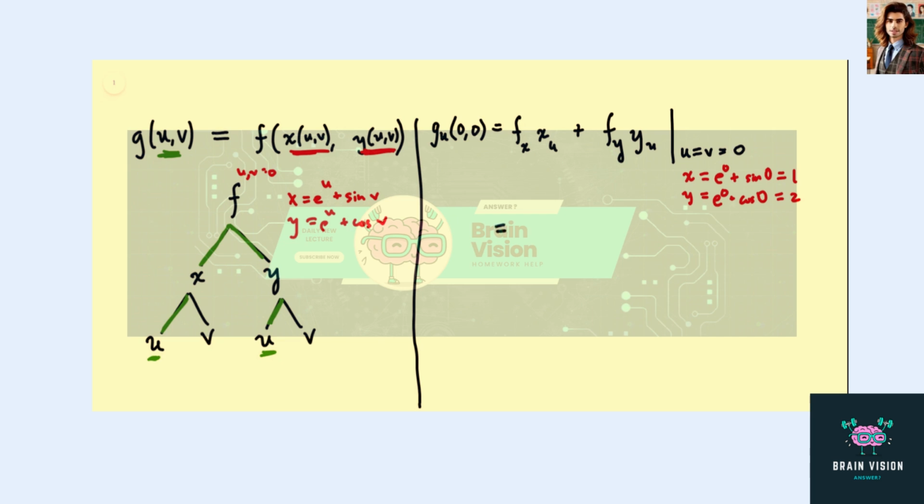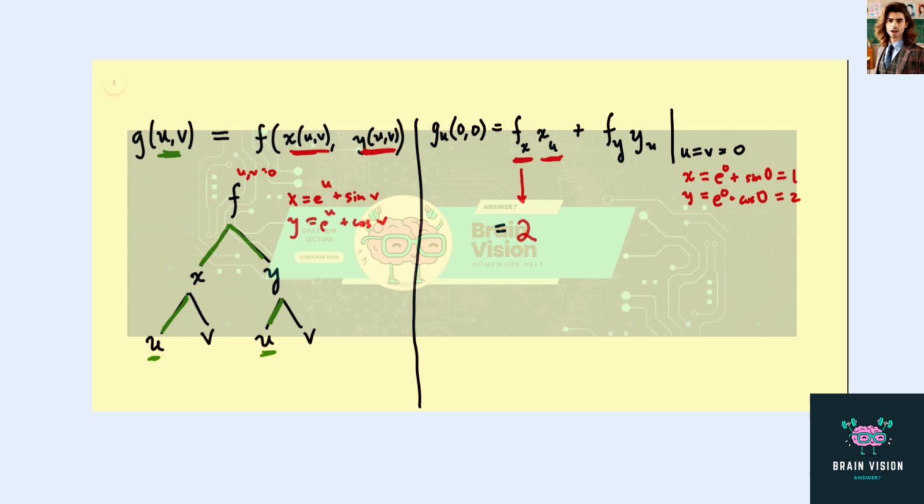We want f sub x, and this is at the point where x and y are 1 and 2. So if we look in the table, we see that f partial x at 1, 2, that's the bottom row, would give us the number 2. And so that part gives us 2. Now x sub u comes next. I'm sorry, we actually don't need the table for this one. It's staring us right in the face.